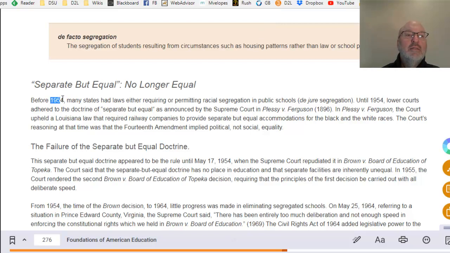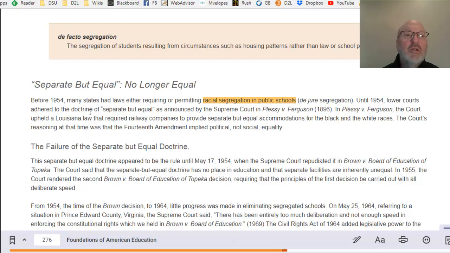54. My dad graduated high school in 54. Many states had laws either requiring or permitting racial segregation in public schools. And before you go crazy and light your hair on fire over this, that was very common back then, that you had the black school and the white school. And it was very accepted. And nobody thought much of it until the little brown girl wanted to go to the neighborhood school.